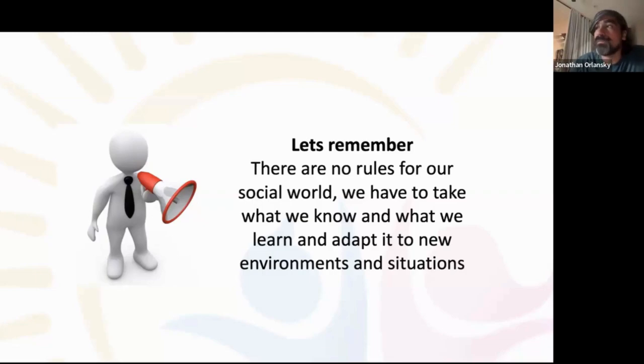There are guiding considerations, and those considerations are rooted in others' feelings. The best thing we can do, the most effective thing we can do, is listen to others and attend to others. So we have to take what we know and what we learn and adapt it to new environments and situations and encourage our kids and our loved ones to do the same.